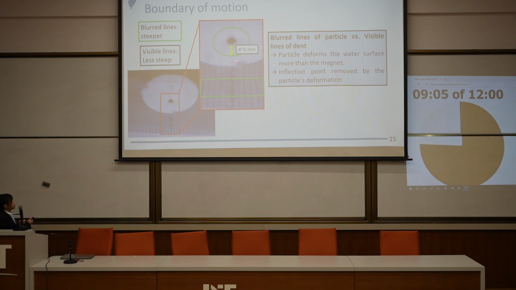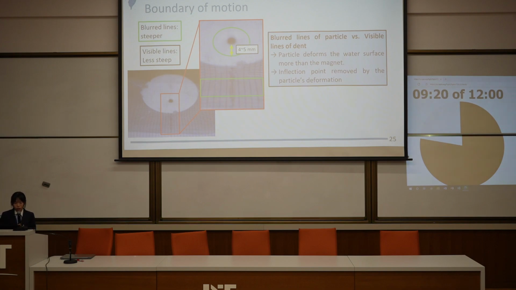We can see that the steep slope right here is about 4 to 5 millimeters. And when we compare the blurred lines of the particles with the visible lines, we can assume that the particle has more deformation.